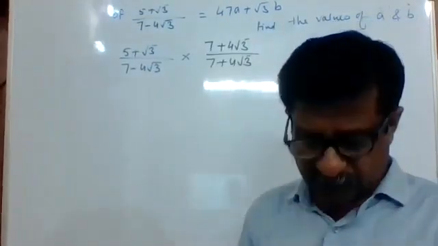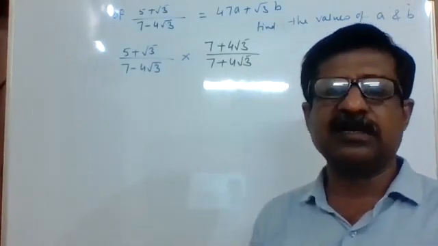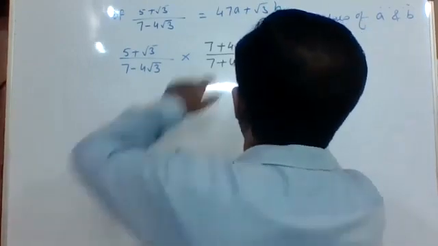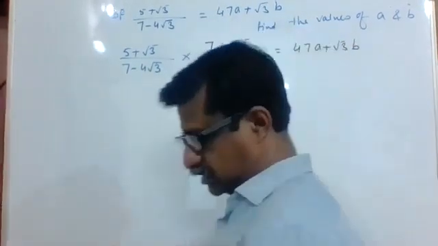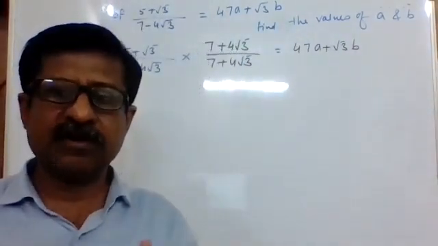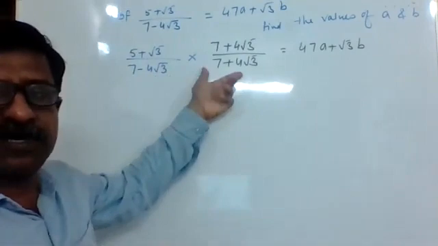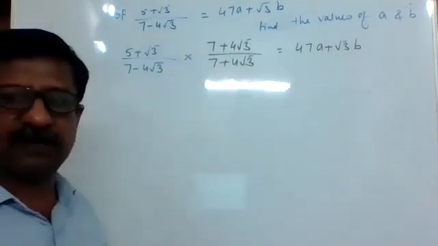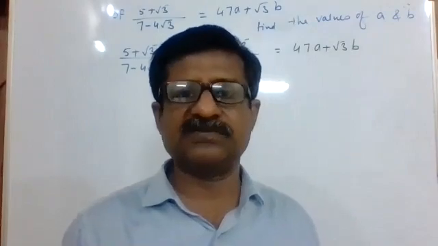Denominator was actually 7 minus 4 root 3. We have multiplied 7 plus 4 root 3 in numerator as well as in denominator to rationalize the denominator. And RHS we will write as it is, 47a plus root 3b. This first step is very important. We have to rationalize the denominator. For that, the rationalizing factor of the denominator 7 minus 4 root 3 is 7 plus 4 root 3. But if you are multiplying 7 plus 4 root 3 in the denominator, the same number has to be multiplied in the numerator also. Therefore, in numerator and denominator both we have multiplied 7 plus 4 root 3.